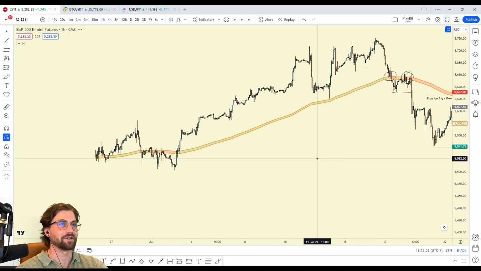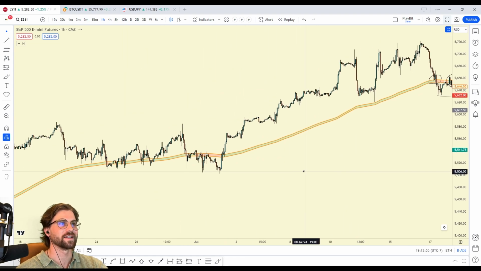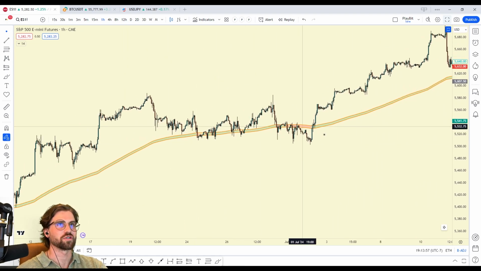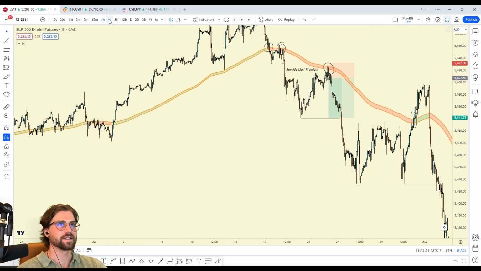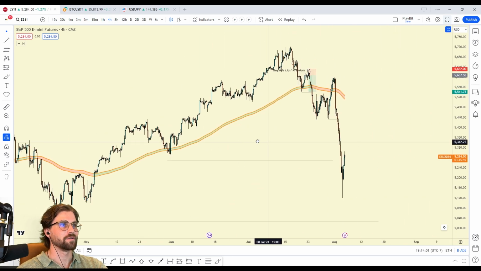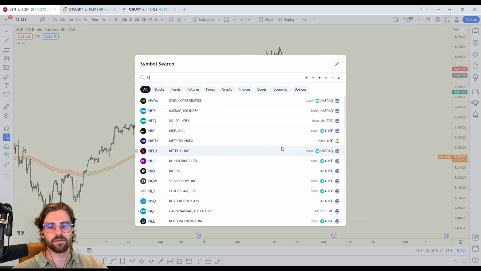It's one of the only indicators in the market that I think actually works consistently and actually has merit to be in your trading strategy. So that's the 1 hour. Let's now go to the 4 hour. And I also want to show you guys this on NQ1.